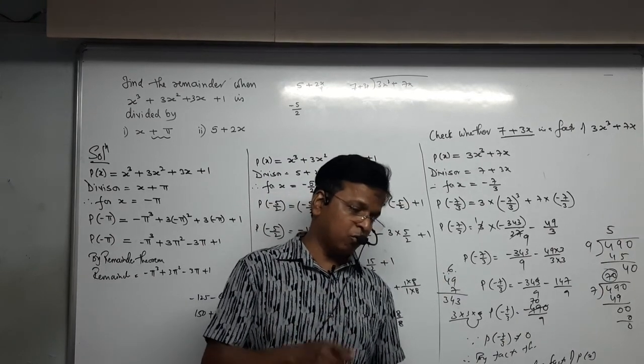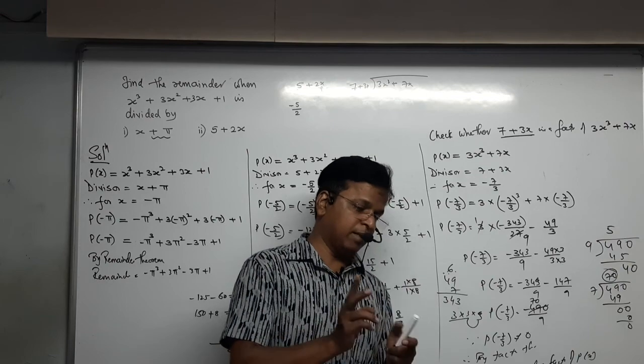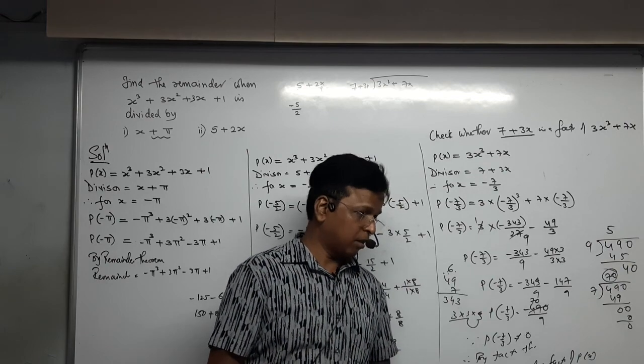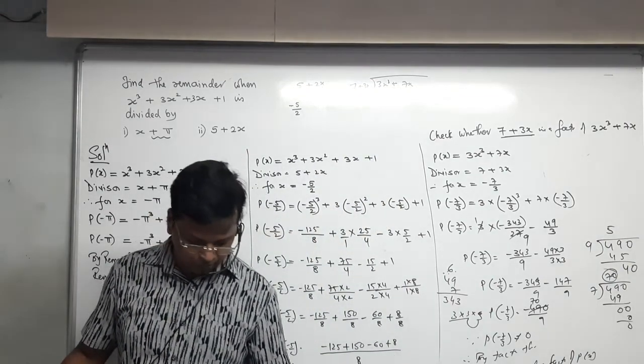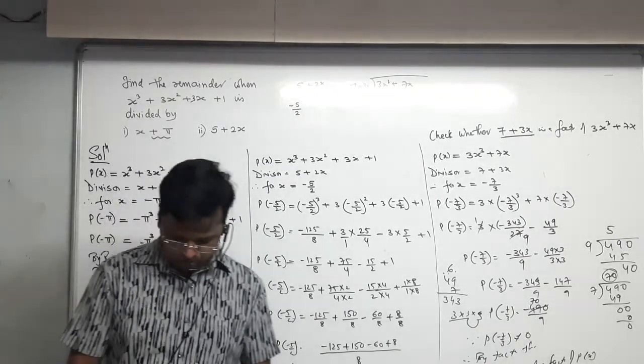Numerator and denominator both should be divided by the same number, only then the reduction is possible. Understood? So exercise 2.3 also will be over. Okay?